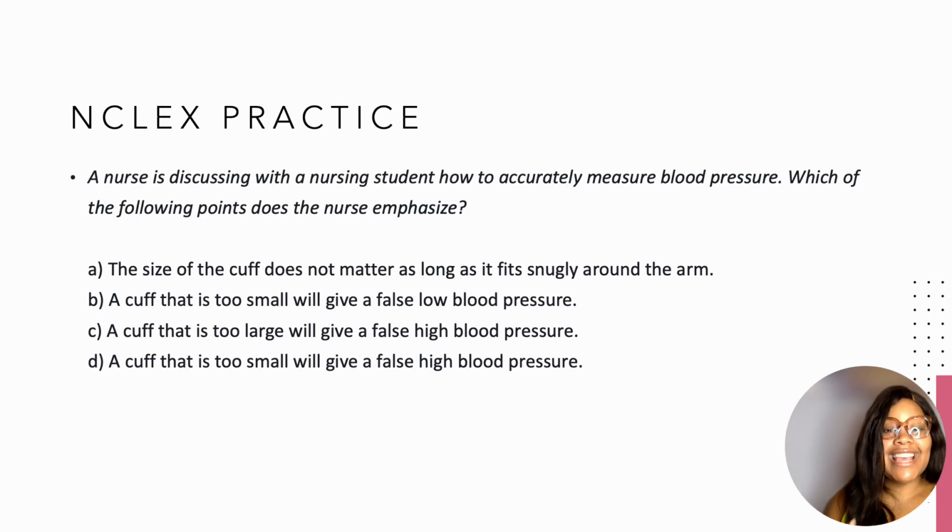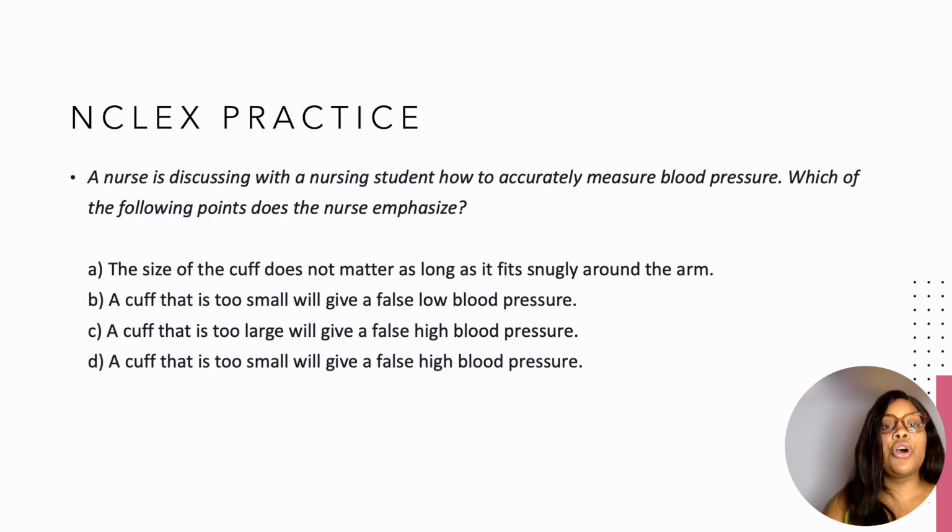All right, so this NCLEX question reads, a nurse is discussing with a nursing student how to accurately measure blood pressure. Which of the following points does the nurse emphasize? A, the size of the cuff does not matter as long as it fits snugly around the arm. B, a cuff that is too small will give a false low blood pressure reading. C, a cuff that is too large will give a false high blood pressure reading. Or D, a cuff that is too small will give a false high blood pressure reading.